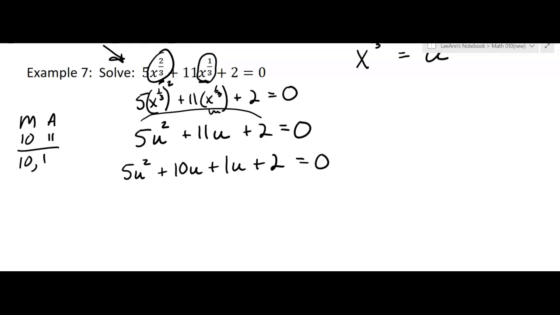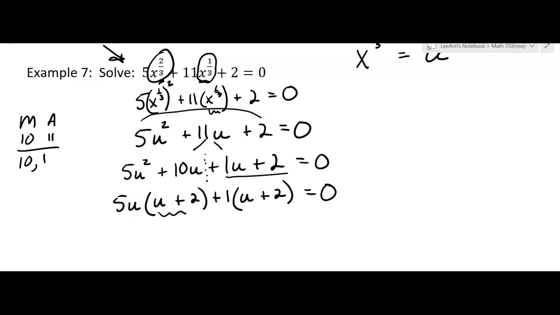It doesn't matter if I put the 10 first or the 1 first, but that middle term is splitting up that way. Okay, it's a grouping thing. There's my dotted line. Factor out the GCF. In this case, it's 5u plus, and then factor out what they have in common, these two, but it's just 1. So it'll be 1 times u plus 2.